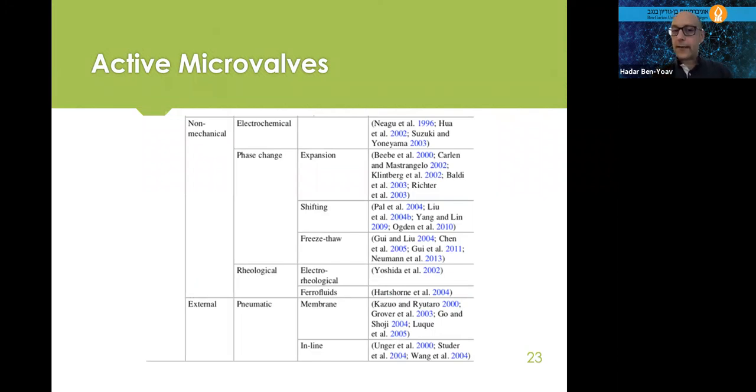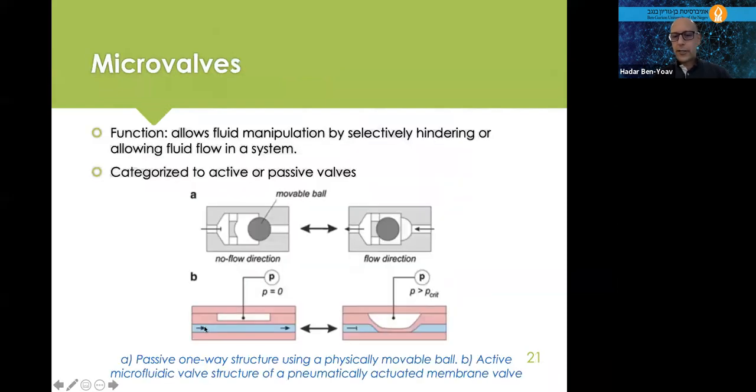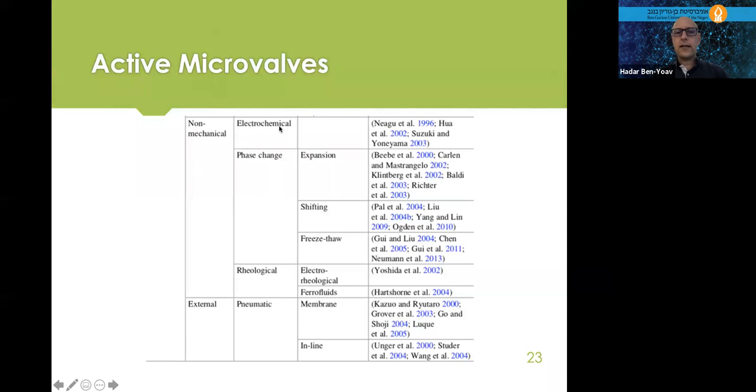Could be non-mechanical. You can actually cause microvalves to not close the channel, but still cause the solution to flow in one functionality and not flow in another, such as electrochemical, phase change, rheological, and can use some external application. This is what's done externally, and this is a pneumatic mode of action, membrane, inline, and so forth.